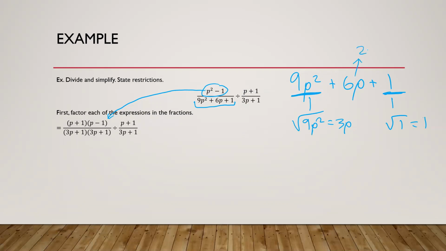And just quickly double check: is 6p 2 times the square roots? Yes, it definitely is. So you can use the perfect square trinomial factoring to help you solve this. So you get 3p plus 1 times 3p plus 1.